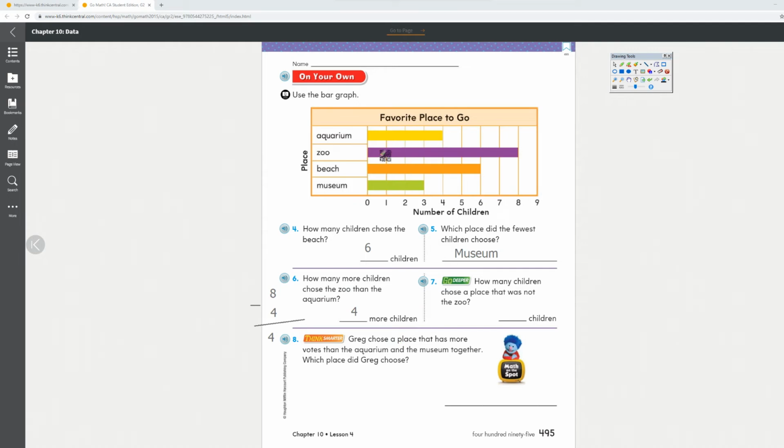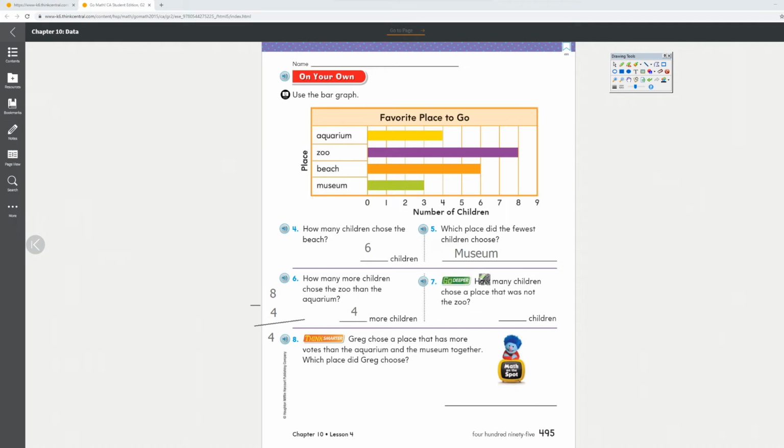And you can also do it a different way too. You can count using just the graph. See, we can start at the lower number, so aquarium, and count up to reach zoo. So how many more do we need to count to reach zoo? We need 1, 2, 3, 4 to reach zoo. So the answer is still 4.